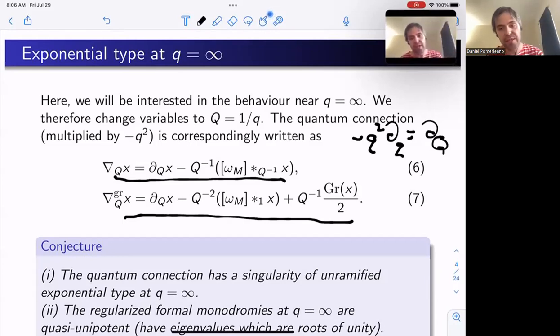And connections, formal connections with a pole of order 2 are a very classical subject in France. I mean, Malgrange has a book, Deligne, I think. So there's a well-studied thing. And so the question is, what is the nature of this singularity?